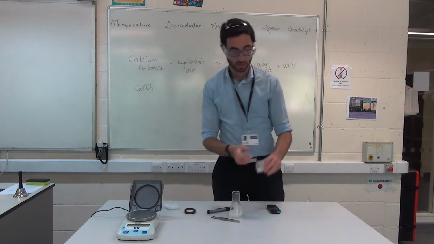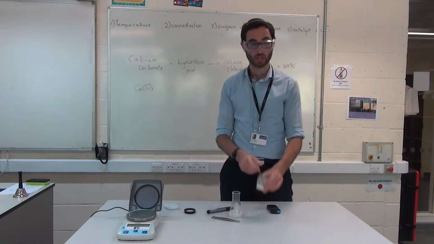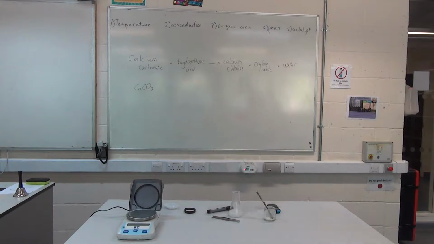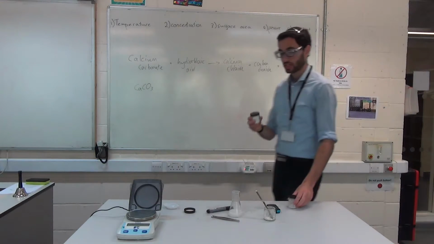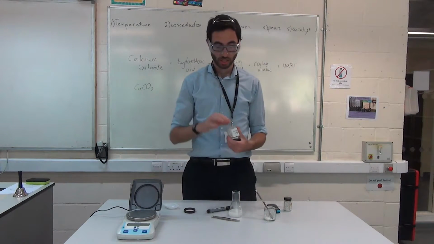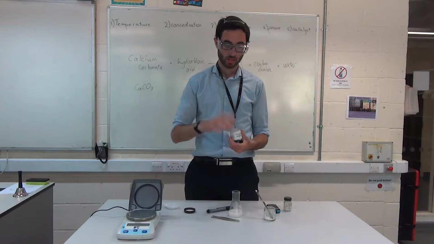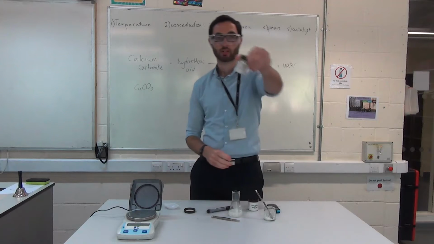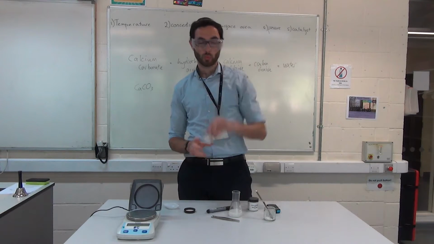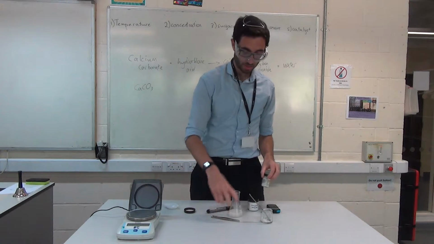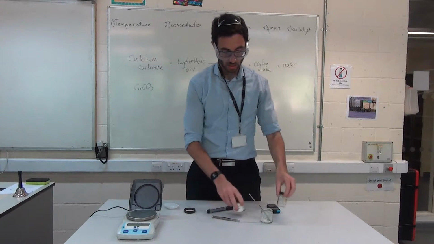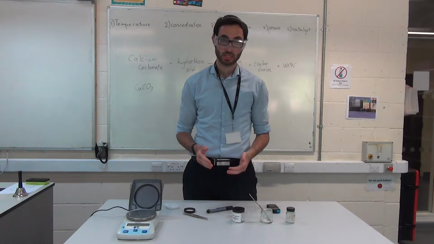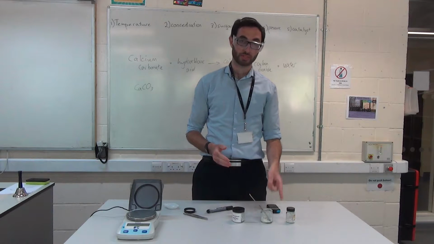Surface area. So I've done it with chips that are at quite a small size like that. But if I wanted, instead of doing small chips, I could do it with much bigger chips, or I could do it with my calcium carbonate here, which has actually just been ground up as a powder. Which one of these, small chips, large chips and powder, is going to have the biggest surface area? The powder is going to have the biggest surface area.